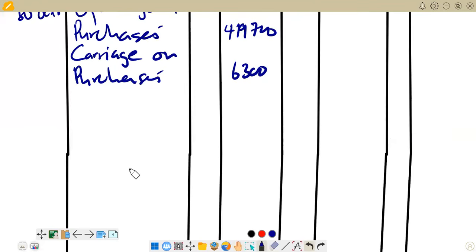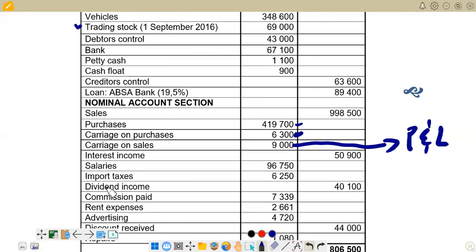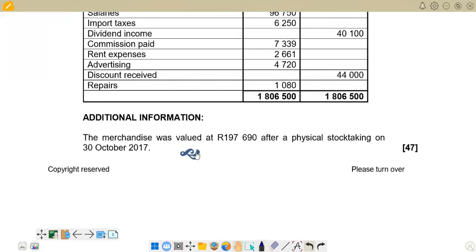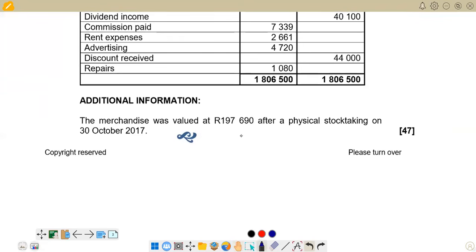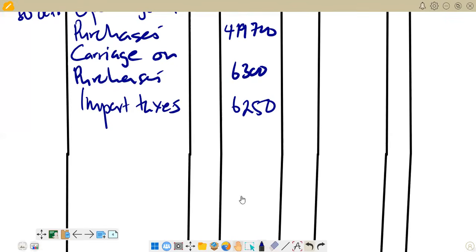So we are here, we are saying import taxes, and the amount that we have there, 6,250. Then we can go and check the next. Dividend income is an income, it's under the profit and loss. Commission paid again, under profit and loss, rent expenses the same, advertising the same, discount received the same. Then remember, we also have closing stock under additional information. This is our closing stock, which is 197,690. So our closing stock goes on the credit side.